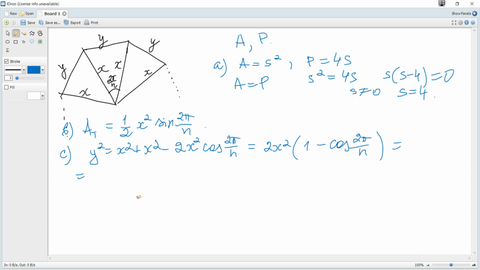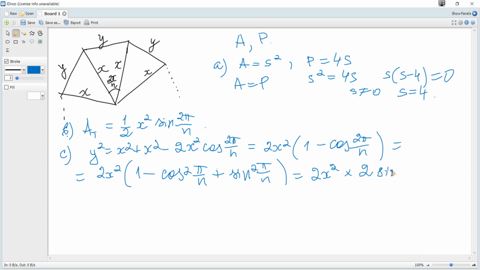Applying the double angle formula, cosine of 2 theta is cosine squared theta minus sine squared theta. You may use another double angle formula to get the result directly, but I will use this formula. I get 2x squared, 1 minus cosine squared of pi over n, and because of the minus, finally plus sine squared of pi over n. 1 minus cosine squared is sine squared, and sine squared plus sine squared is 2 times sine squared, so it becomes 2x squared multiplied by 2 sine squared of pi over n. And hence y is the square root, so it's 2x sine of pi over n as required.